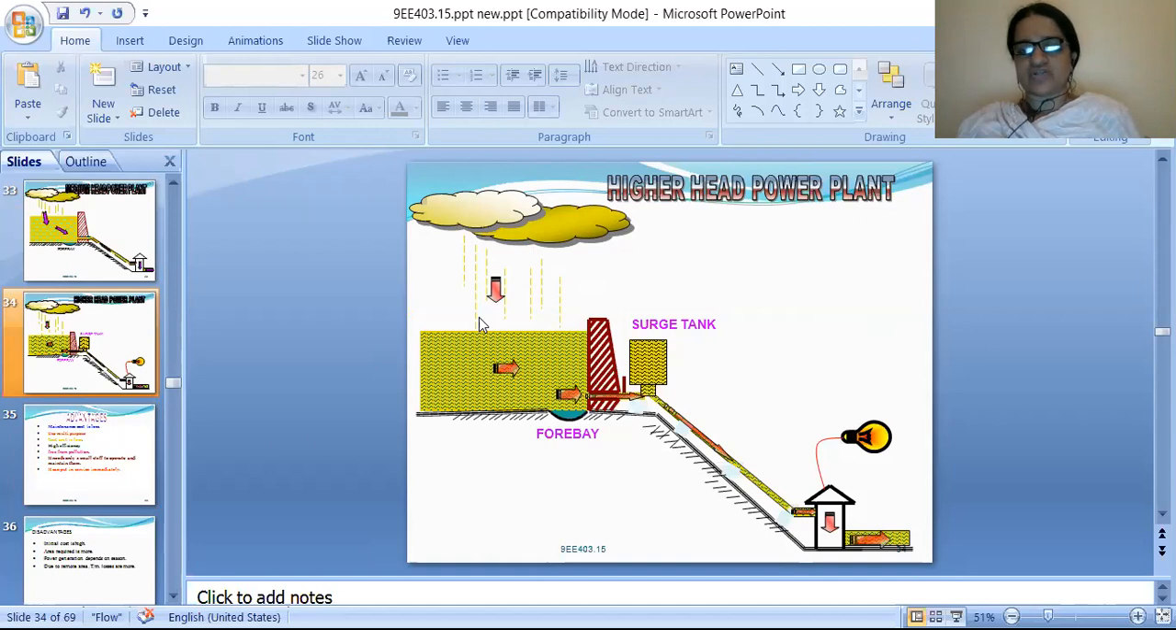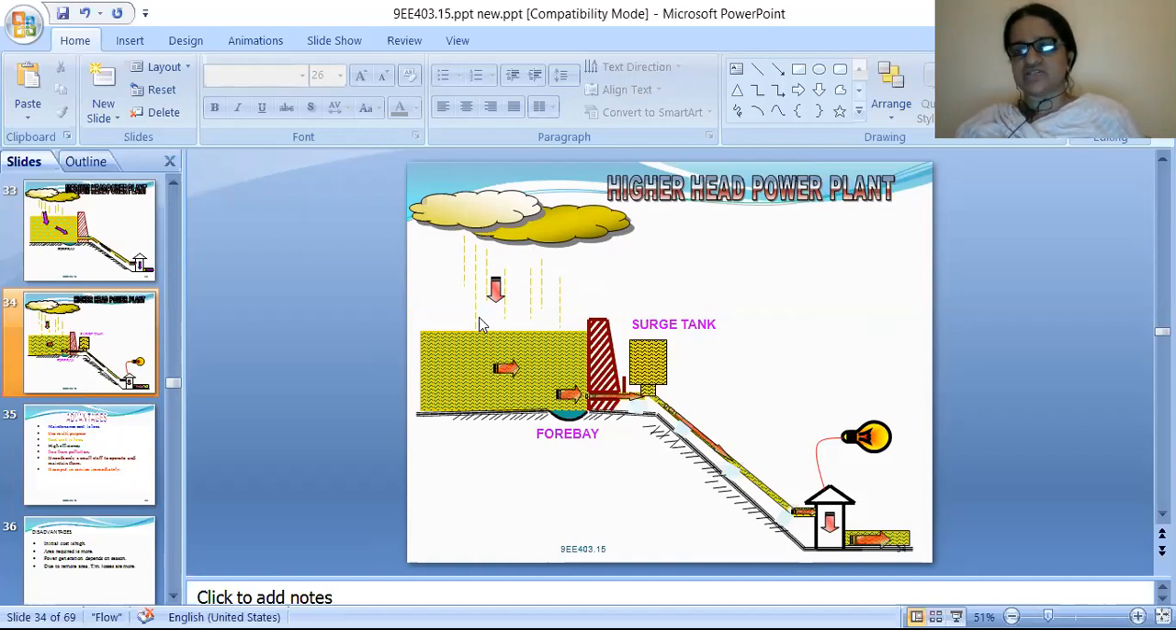Again, the same operation occurs. Again, there are the same parts, the same power plant. From the reservoir, the water enters into the forebay. With the help of the forebay, it enters into the dam. The dam increases the height of the power plant. Forebay is just like an entrance.